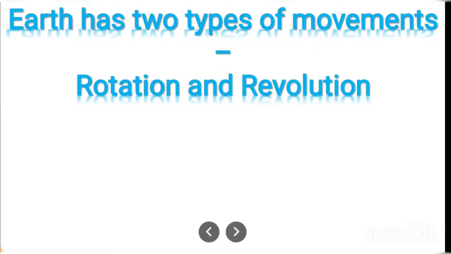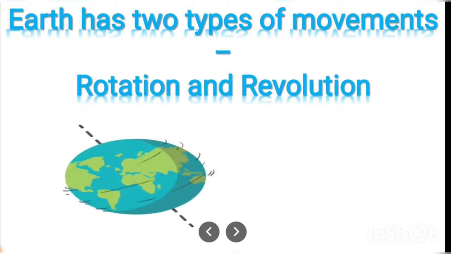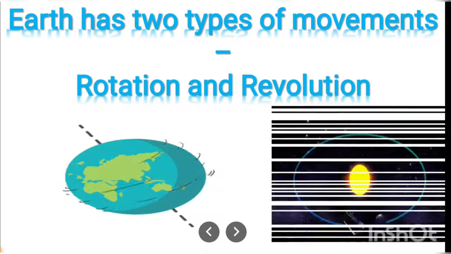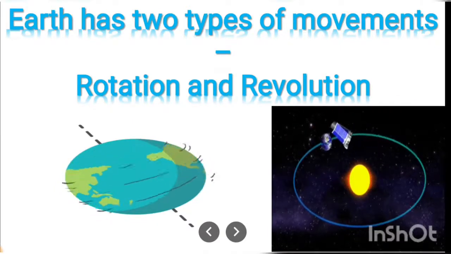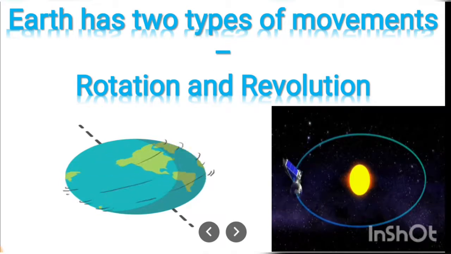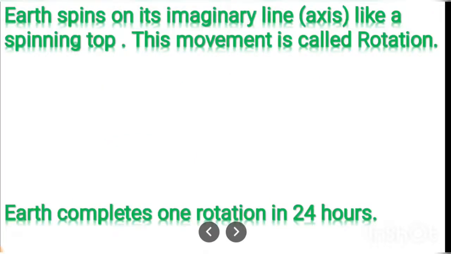Next, the earth has two types of movements. The one is rotation and the other is revolution. You must be confused with these two terms, so now listen very carefully. What is rotation and what is revolution? I'll show you the picture first. This is the rotation and this is the revolution. So now let's understand these terms deeply. The first one is rotation. I have discussed in the previous slide that the earth has two movements. One is rotation, one is revolution.